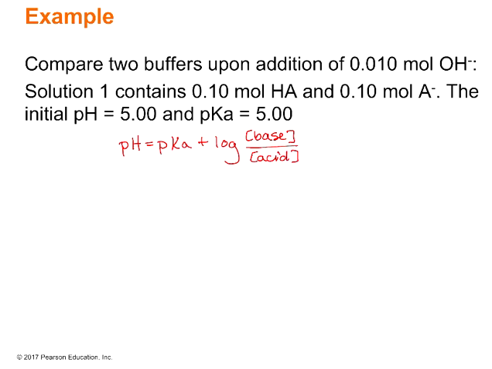Okay, so we were told that the pKa is 5, and then we're going to plug in those calculated amounts of base and acid. So our ratio there is approximately 1. It's a little bit greater than 1. So we're going to end up with a pH of 5.09. So this buffer did a pretty good job of maintaining the pH.